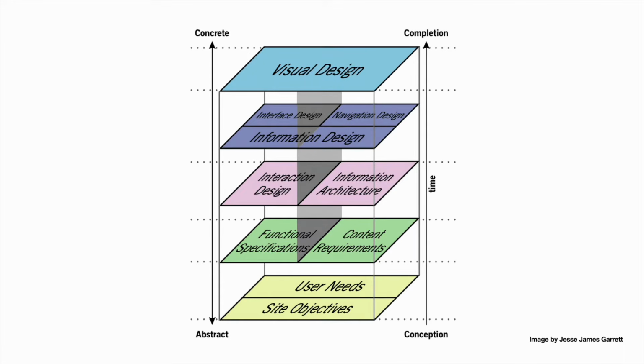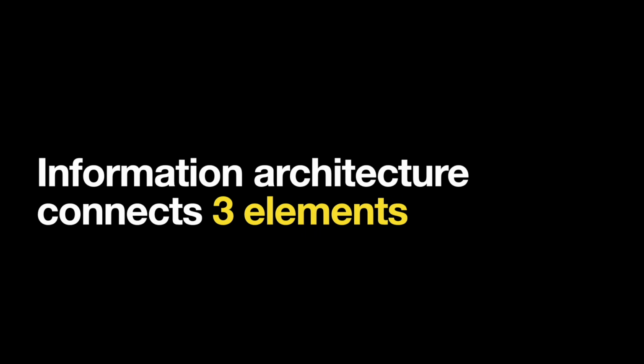Here you can see a diagram of elements of user experience created by Jesse James Garrett. The diagram shows 5 elements of user experience, and you see that information architecture is one of them. So it's easy to see that information architecture creates a foundation for interface design and navigation design. Information architecture connects 3 elements.